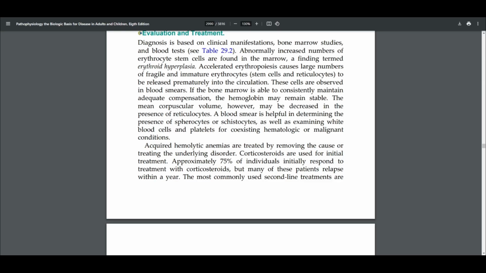If the bone marrow is able to consistently maintain adequate compensation, the hemoglobin may remain stable. The mean corpuscular volume, however, may be decreased in the presence of reticulocytes. A blood smear is helpful in determining the presence of spherocytes and schistocytes, as well as examining white blood cells and platelets for coexisting hematologic or malignant conditions.